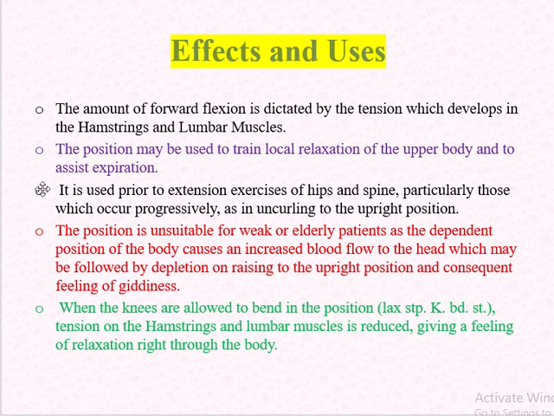Effect and uses. The amount of the forward flexion is dictated by the tension which develops in the hamstring and lumbar muscles. The position therefore may be used to train local relaxation of the upper body and to assist expiration. It is further used prior to extension exercise of the hips and spine, particularly those which occur progressively, as in uncurling to the upright position.